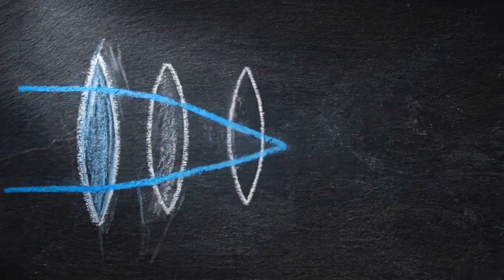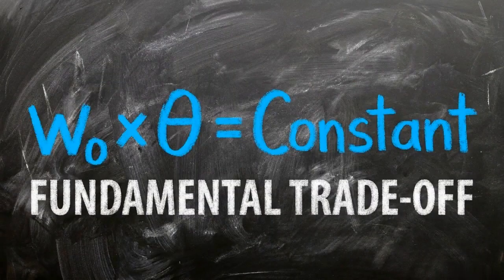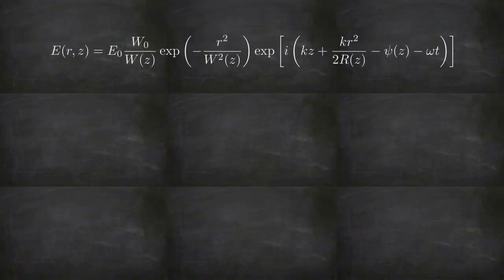Inversely, a smaller waist size leads to a much larger angular spread. The product of waist and divergence angle is constant. This is the Gaussian divergence limit. A beam focused tighter will always diverge more rapidly. Now we examine the complex phase terms. These dictate exactly when the electromagnetic field reaches its peak at any given point in space.